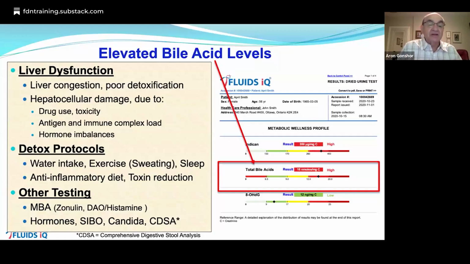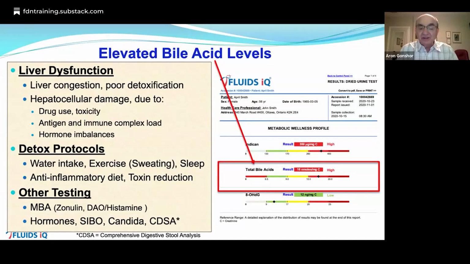There may be hepatocellular damage. Why? Due to drug use. A lot of people are using drugs, but they don't tell you how much, and they don't think it's a problem. Well, it is. They could be getting into a toxic overload, antigen and immune complex loads, etc. The detox protocols are well known. The water intake needs to be looked at. Exercise, sweating, you need to know how much water is leaving the body, how much you're taking in. Something which is becoming more and more discussed.